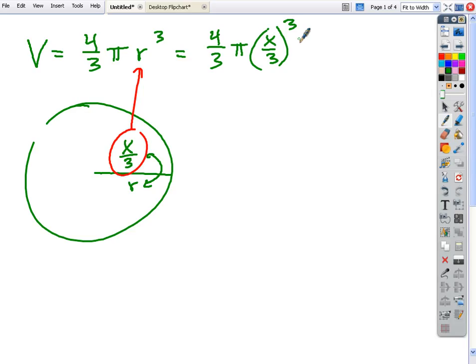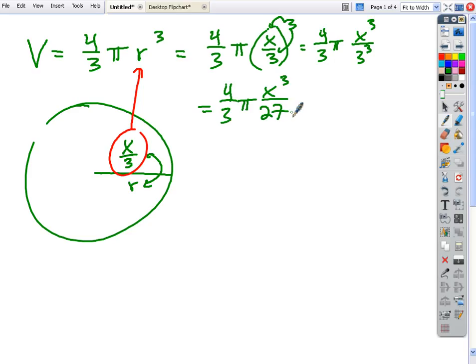Okay, good. We're going to follow those properties of exponents. We're going to distribute the 3 to the x and the 3, and that gives us 4/3 pi times x cubed over 3 cubed, right? Now what is 3 cubed? 27. Good. Now you probably wouldn't have to show all these steps, but we're going to write them all out. And then what?